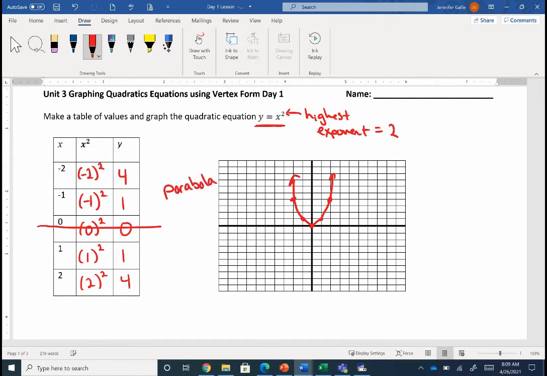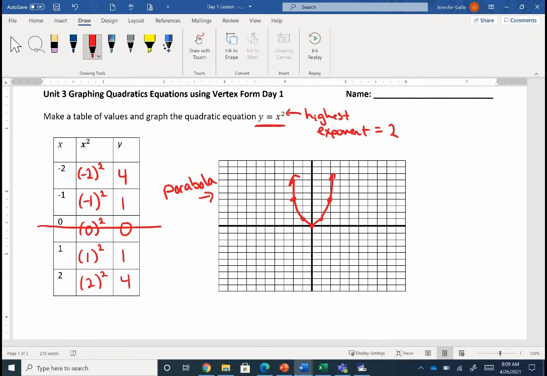The shape graph we get whenever we graph a quadratic is a parabola. So anytime you graph an equation where the highest exponent for your variable, in most cases x, is a 2, you're going to get that U-shaped graph. It should be symmetric, and it should be that curvy looking U shape.